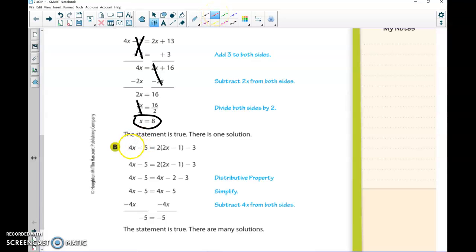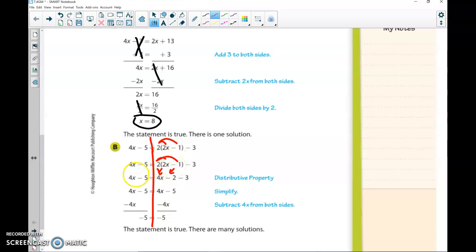All right, so here I have 4x minus 5 on the left side of the equal sign, so that's good. And then here on the right side, I got some distributing to do. So I have 2, and then in parentheses, 2x minus 1. So remember, we got to distribute that. And at the end, I have a minus 3. So here I'm going to distribute: 2 times 2x is 4x. 2 times negative 1 is negative 2.